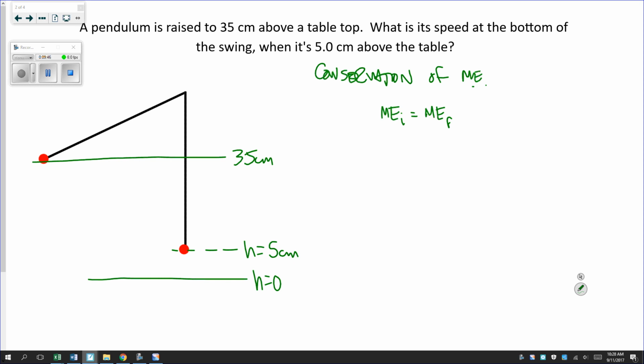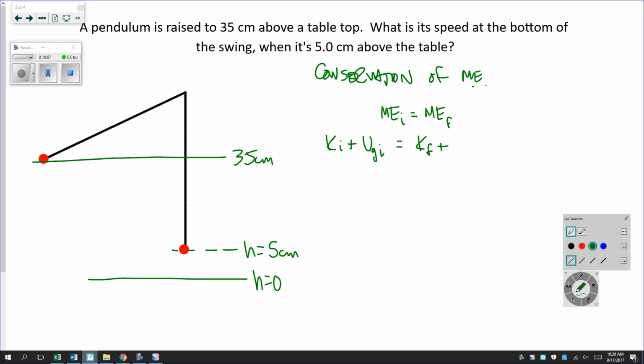All right? By definition, mechanical energy is the sum of K and U. So K initial plus U_G initial, that's ME initial. K final plus, oh man, the whole eraser thing is just the worst, plus U_G final. There's our final mechanical energy.